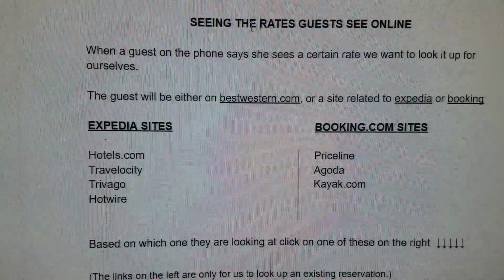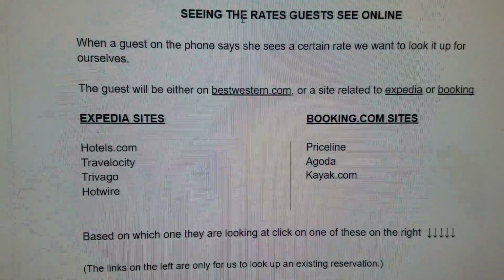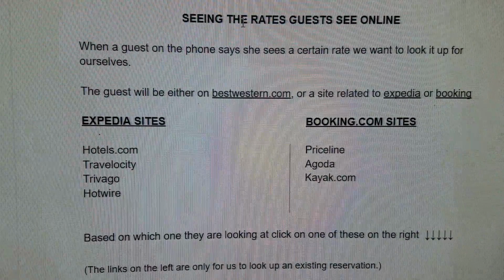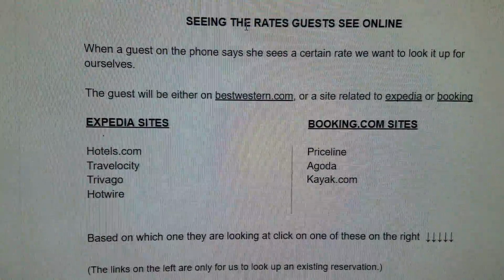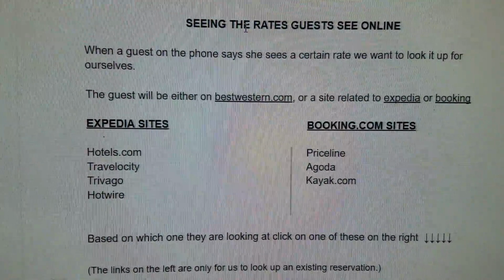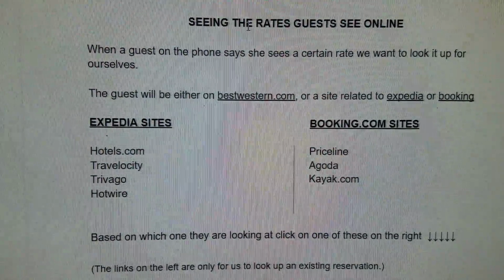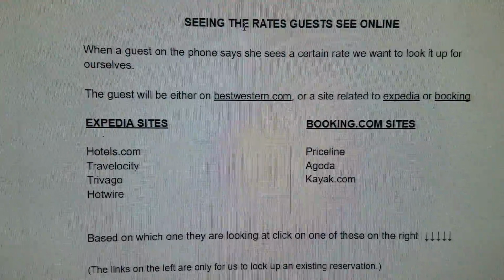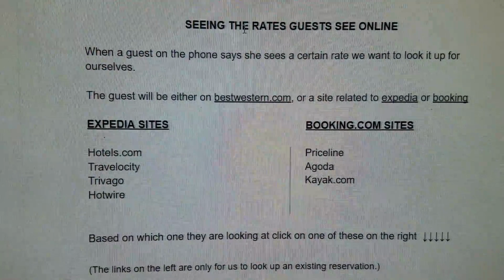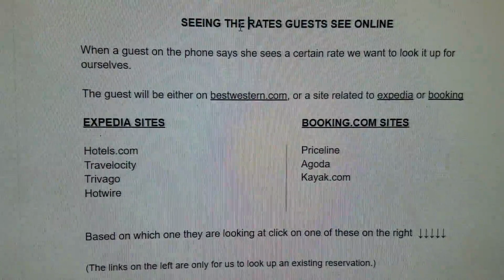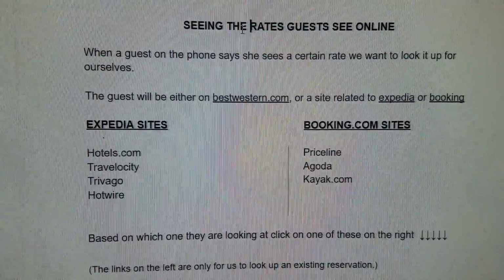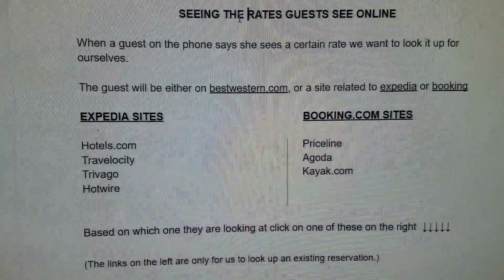In any case, one of the tricks is that Hotels.com, Travelocity, Trivago, and Hotwire are all Expedia sites. And Priceline, Agoda, and Kayak are Booking.com sites. So chances are very high that they're on either bestwestern.com or one of these Expedia sites or one of these Booking.com sites.